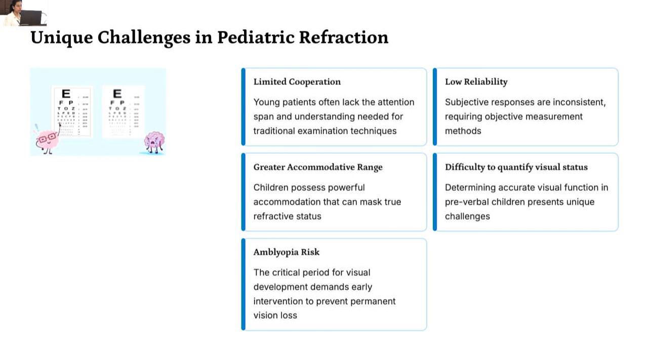It's very difficult to attain a correct value. We get limited cooperation from the subjects. They lack the attention span. The values that we get will be of low reliability and inconsistent. They have a greater accommodative range which masks the true refractive status of each kid. And it is always difficult to quantify the visual status, as we shouldn't forget the risk of amblyopia as well.